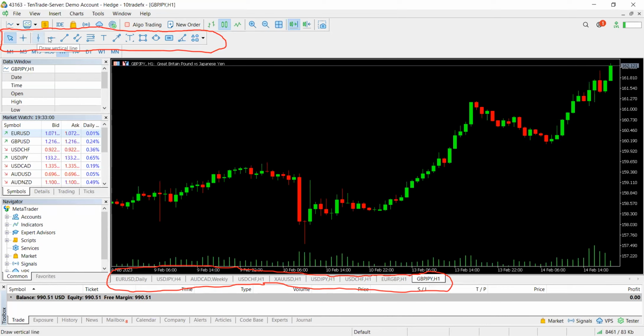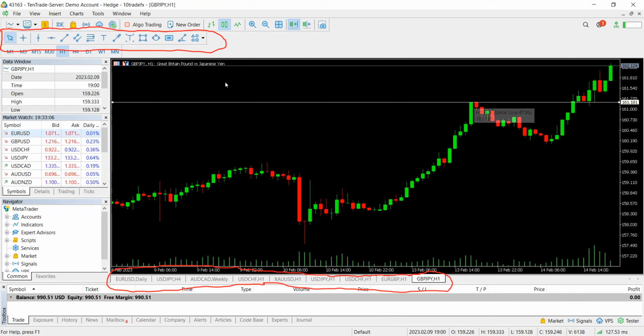There are other tools here like the vertical line, horizontal line. So if you want to draw a vertical line somewhere, you select the vertical line tool and then you drag it somewhere. If you want to use the horizontal line to mark a time frame or a zone, you put it there.